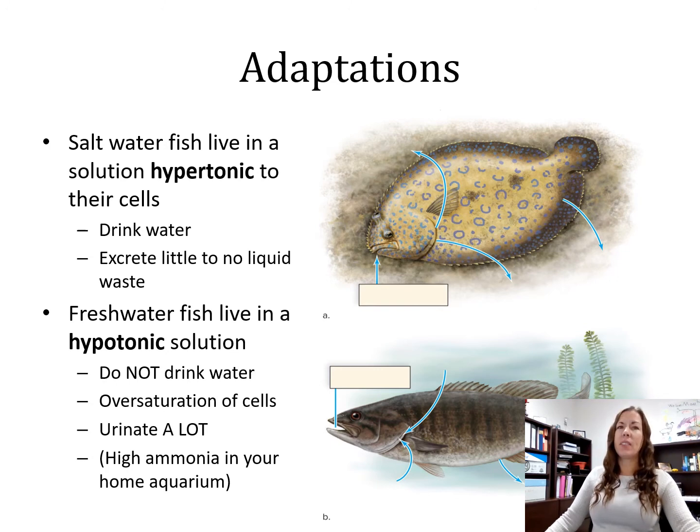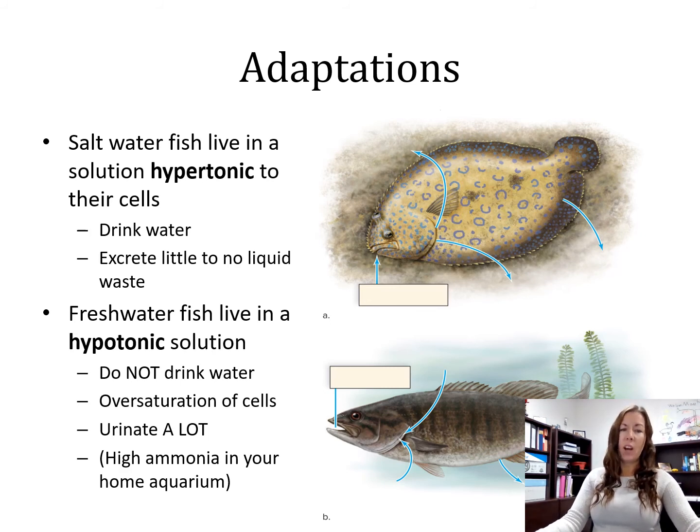Obviously, some organisms find themselves in a position where they have to be adapted to living in water. If you think about that, fish are just a bunch of cells that live in water, and they have to adapt to either freshwater or saltwater. That makes a difference in how they handle those situations. Saltwater fish live in a solution that's hypertonic to their cells, so to adapt they drink a lot of water and excrete little to no waste, so that they don't lose water to their environment.